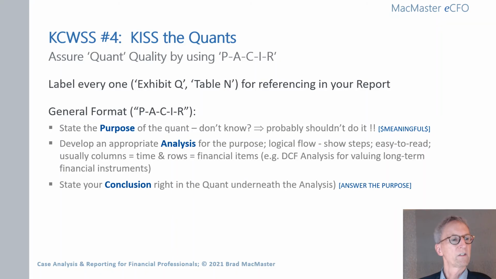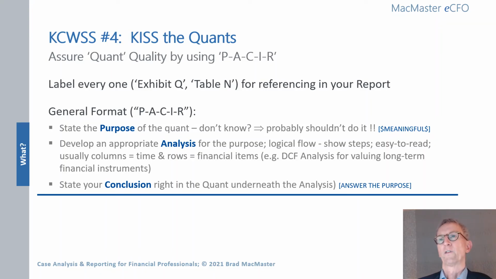The C in PACER stands for conclusion, and you've heard me mention this many times in these videos. State your conclusion explicitly, right in the quantitative analysis underneath the analysis part. This helps to kind of check the box by the examiners that you've made a conclusion consistent with your analysis. So those first 3 points are essentially dealing with the what question, okay?